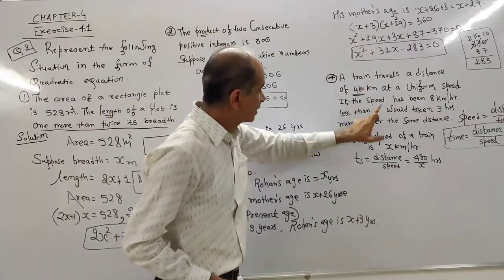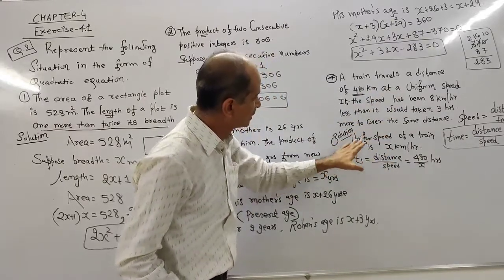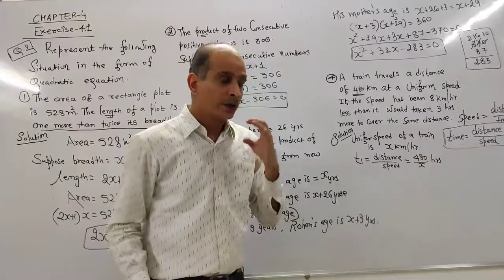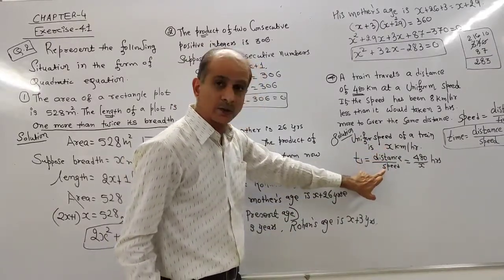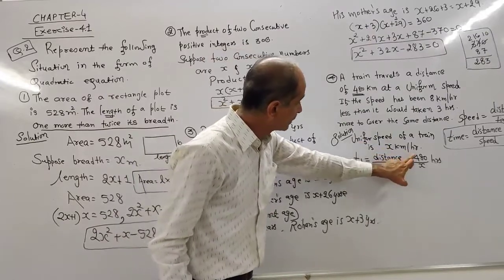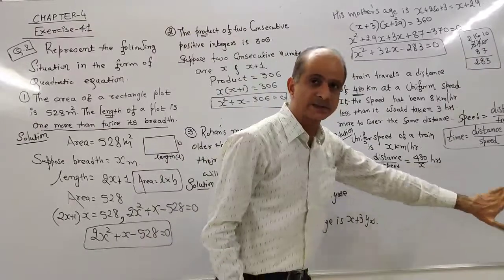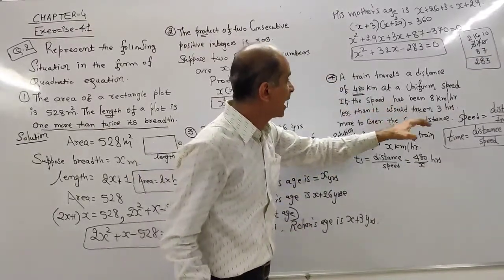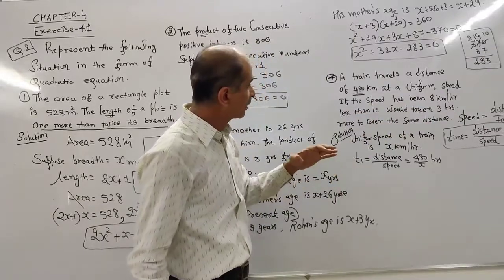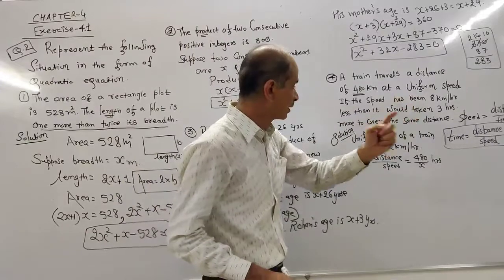Here distance is given to you, 480. Speed, we have assumed that the uniform speed of the train is x kilometer per hour. So at the speed of x kilometer per hour, to cover a distance of 480 kilometers, the time required is 480 upon x hours. Now read the second sentence. If the speed had been 8 kilometer per hour less, then it would take 3 hours more.